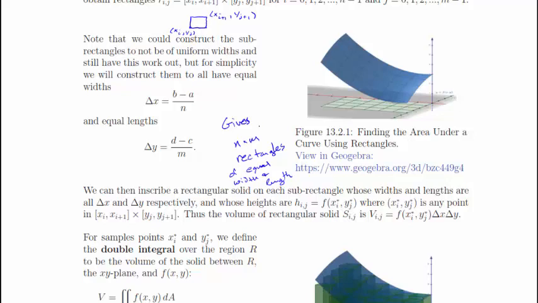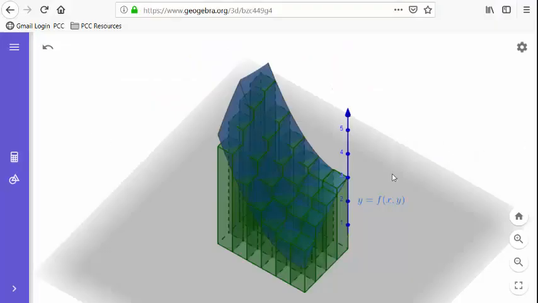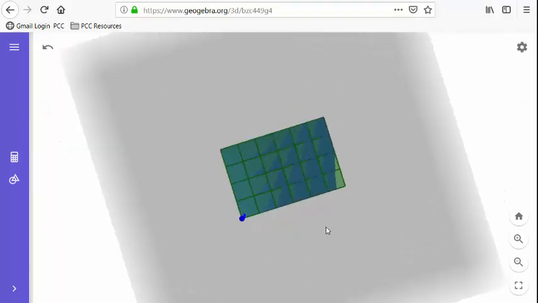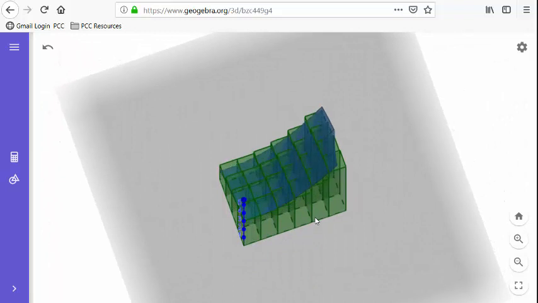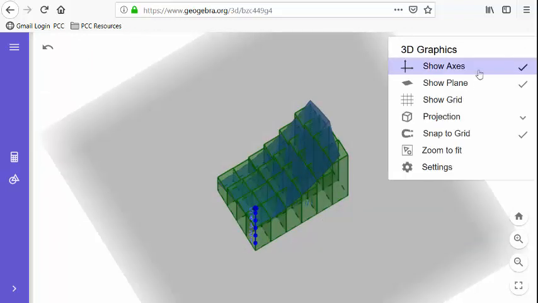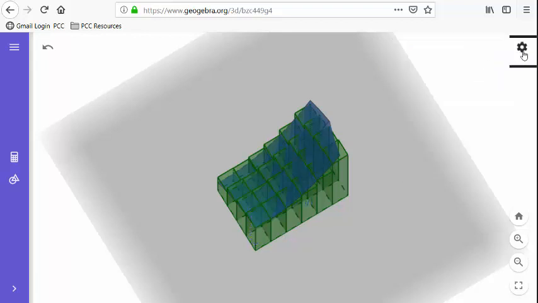So let's take a look at this graph now. Here's a nice view, from the top view. I'm not seeing my axes. I don't know why it's not showing the axes. It's weird when I try and do this in this small window.